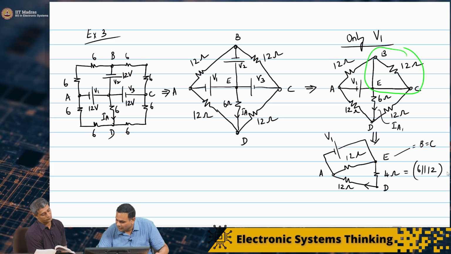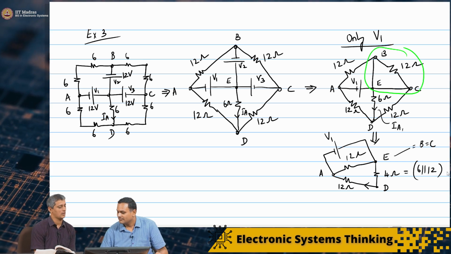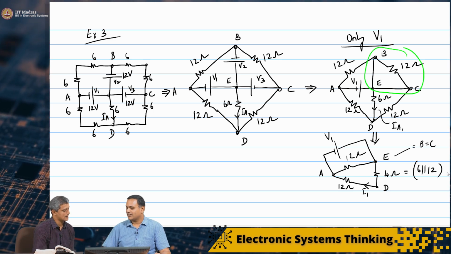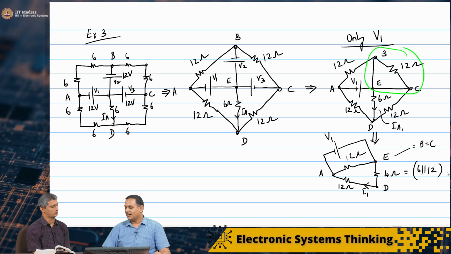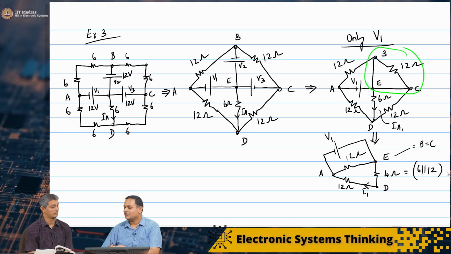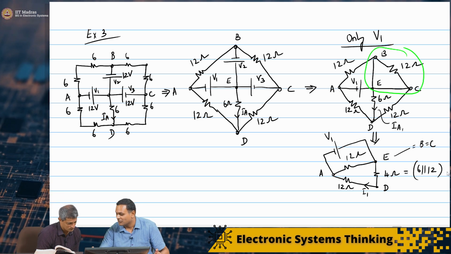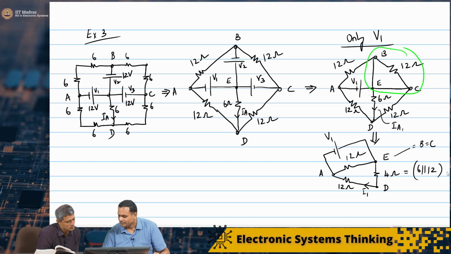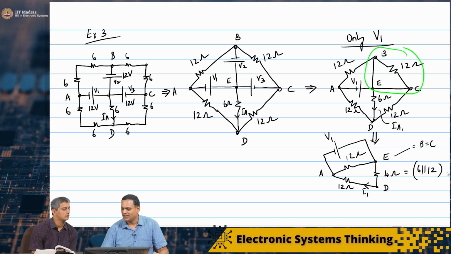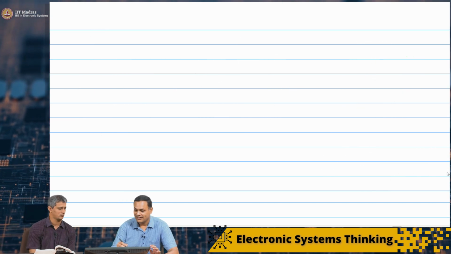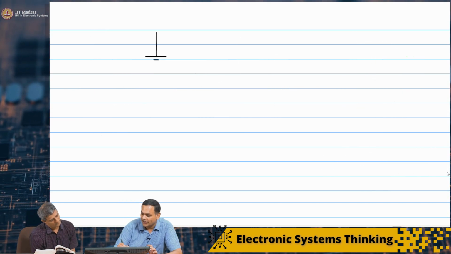So we'll call this current I1. So the current flowing through the 4 ohm is the current I1. That is the combination of the current IA1 and the current through 12 ohms. Okay, great. This seems relatively straightforward. Because now I'm going to redraw it.